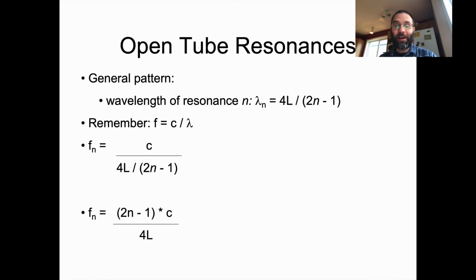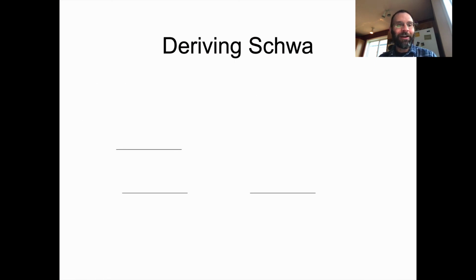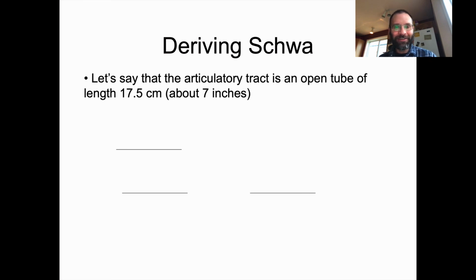Okay, so we're going to play around with this. We're going to put it into action, and we're going to make a prediction, because that's what we do in science. Otherwise, the game is just not fun, or maybe doesn't even have a point. So let's say that the articulatory tract we're dealing with is an open tube of length 17.5 centimeters, which is about 7 inches long. You might notice that I'm picking a convenient number here, but trust me, this is actually kind of realistic.